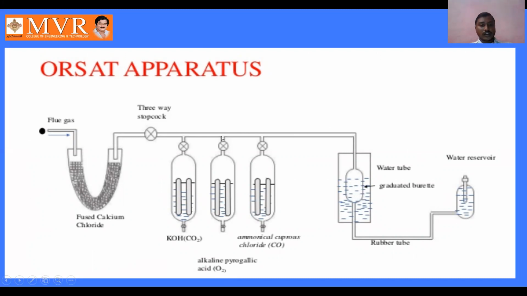See here, the gases first enter the KOH solution, second they enter the alkaline pyrogallic acid, and third they enter the ammoniacal cuprous chloride. When it has entered the first bulb, CO2 has been absorbed. When the gas enters secondly into the pyrogallic acid, then O2 is absorbed, and when it enters the third, ammoniacal cuprous chloride, it absorbs carbon monoxide gas.